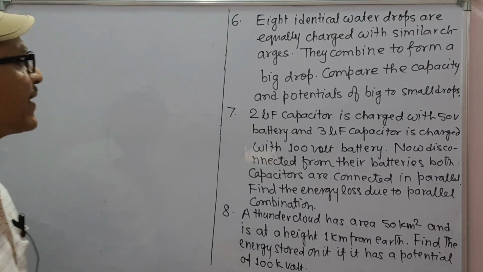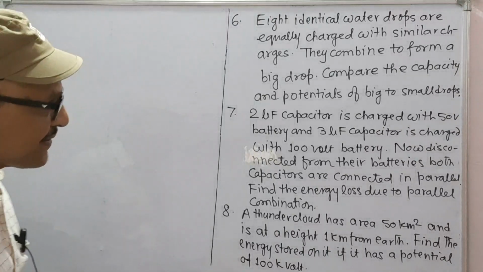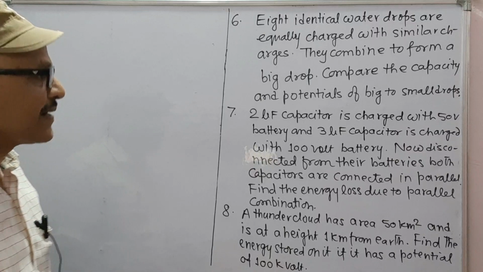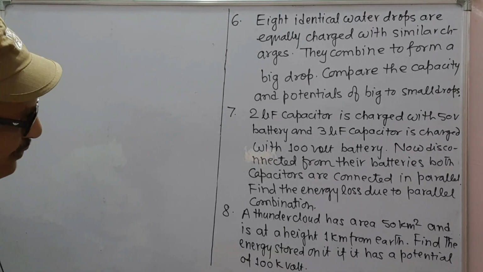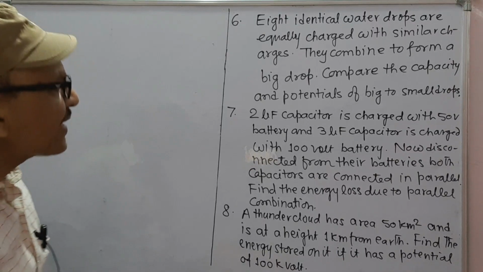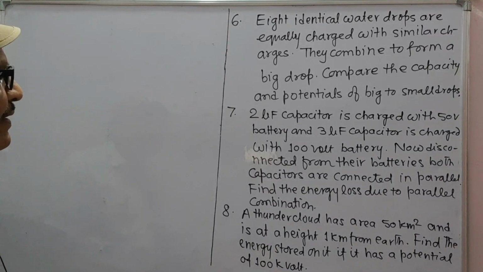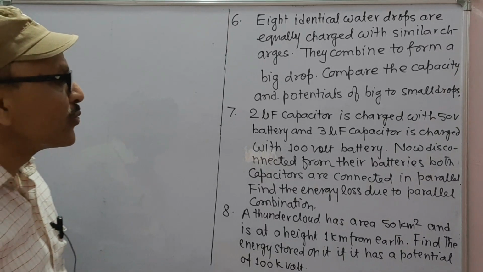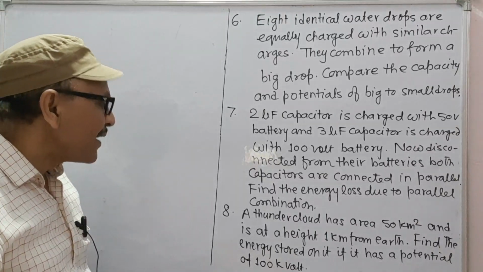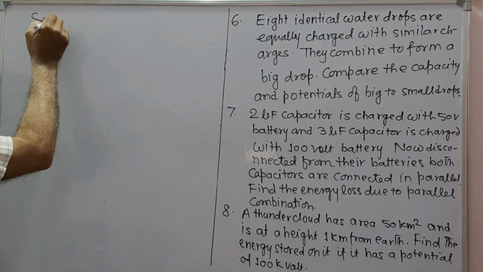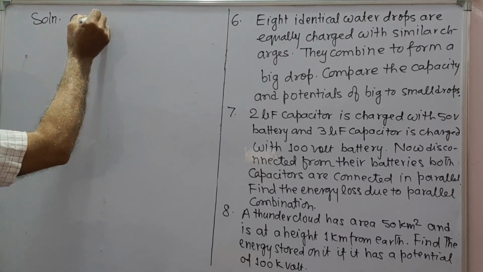Question number 7 is, 2 microfarad capacitor is charged with a 50 volt battery and 3 microfarad capacitor is charged with a 100 volt battery. Now disconnected from their batteries, both capacitors are connected in parallel. Find the energy loss due to parallel combination. Solution to question 7.